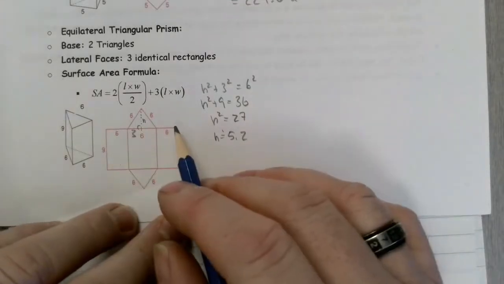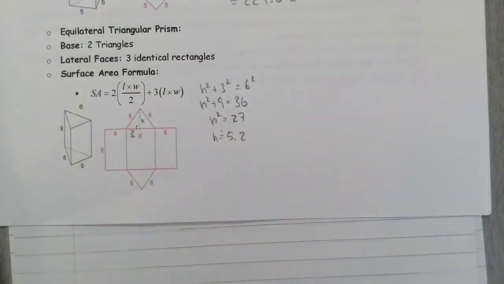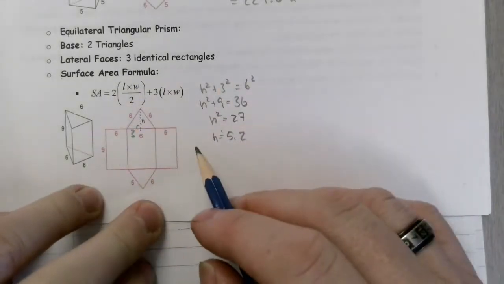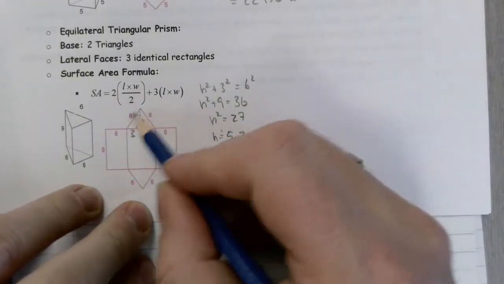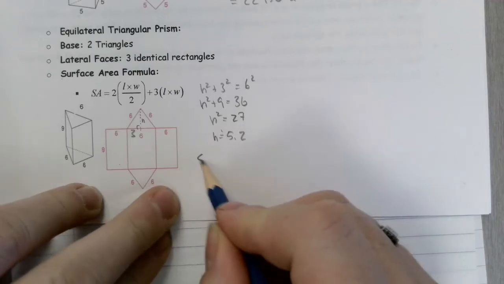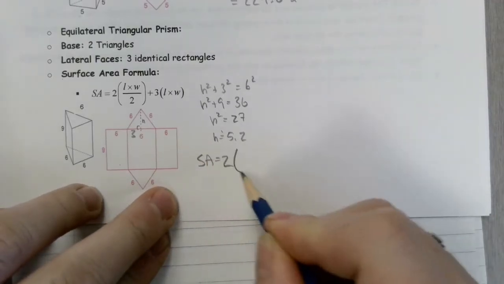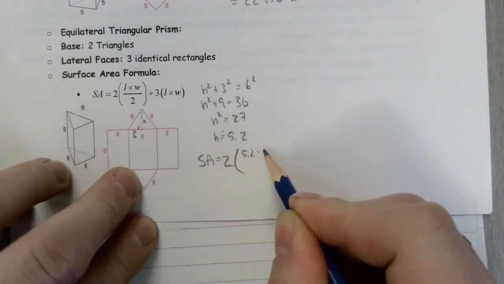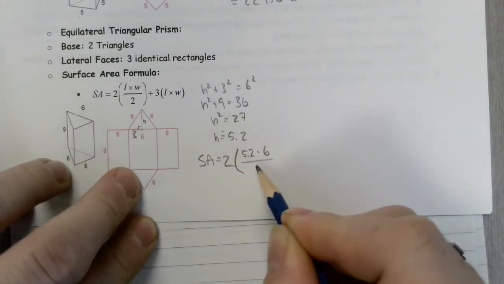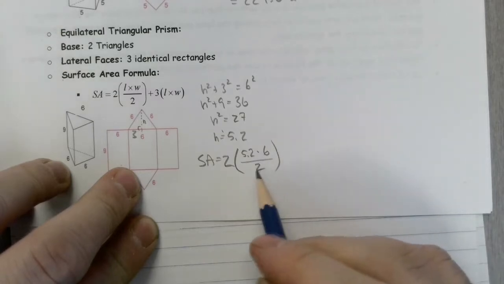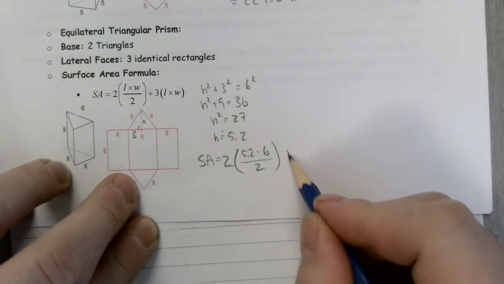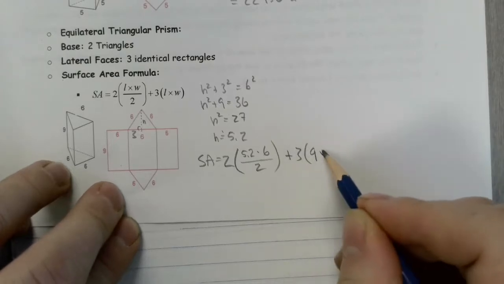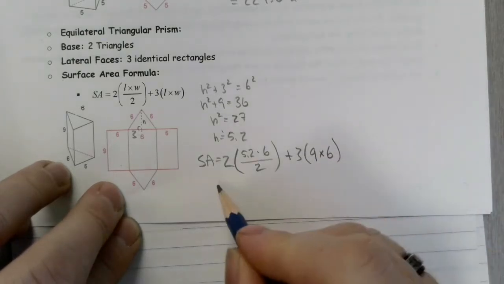Now in this case, because it's an equilateral triangle, all of the rectangles that form the lateral faces are going to be identical because all of the sides are identical. So my surface area here is going to be 2 times the length, okay, times the base, which is going to be 6 here, all over 2. There's my two triangles, the two bases here, plus 3 times, and in this case the length is going to be 9, and the width is going to be 6.